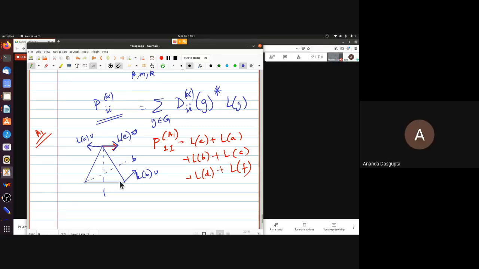What about L_C? L_C is this reflection. This point will go here, and now, okay. Now the 120-degree rotation, L_D. So this point comes here. And when you rotate this red vector through 120 degrees, which way does it point?